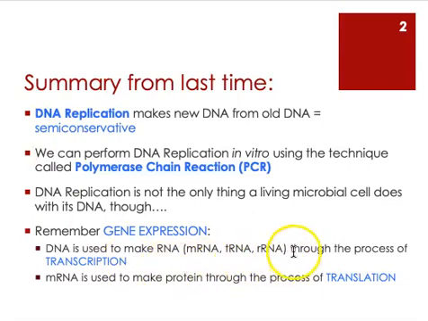Now you'll notice I've added in a little bit of extra information in the first statement here, that DNA is used to make RNA through transcription. We need to remember that there are three different kinds of RNA. There's what we call mRNA, or messenger RNA, tRNA, or transfer RNA, and rRNA, or ribosomal RNA. All three types of RNA are made through the process of transcription, but only mRNA is translated to make a protein.